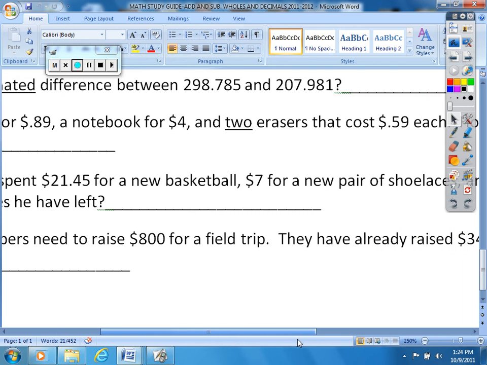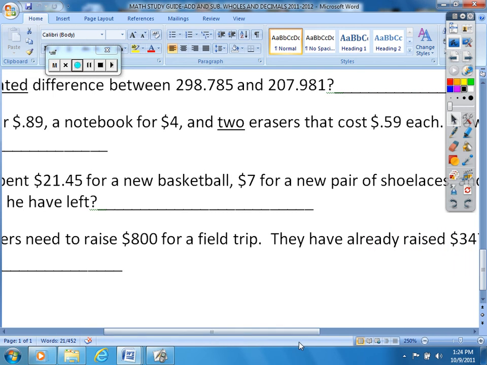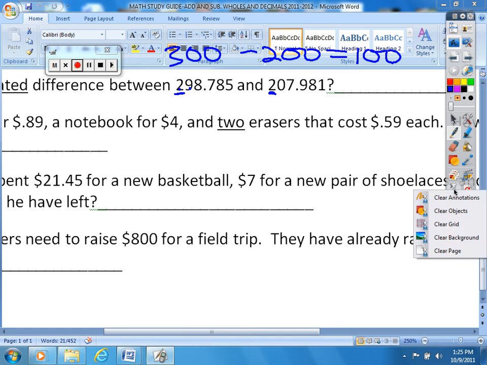What is the estimated difference between 298 and 785 thousandths and 207 and 981 thousandths? Well, we have to know what a difference is. Difference is the answer to a subtraction problem. You have to know how to estimate. We're using front-end estimation, which means we're going to round each to its left digit. The 9 makes a 2 a 3, so I've got 300. The 0 doesn't change the 2, so I've got 200. So my answer is 100. Very quick, very easy.